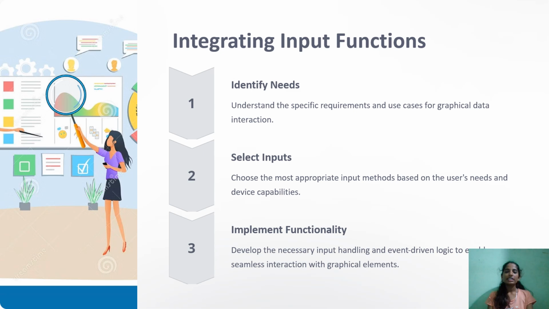Now let's see the integrating input functions. There are three steps in integrating input functions. They are identify needs, select inputs, and implement functionality. Initially, identify needs, that is, understand the specific requirements and use cases for the graphical data interaction. Next, select inputs. In this, choose the most appropriate input methods based on the user needs and device capabilities. At last, implement functionality, which means develop the necessary input handling and event-driven logic, enabling seamless interaction with the graphical elements.